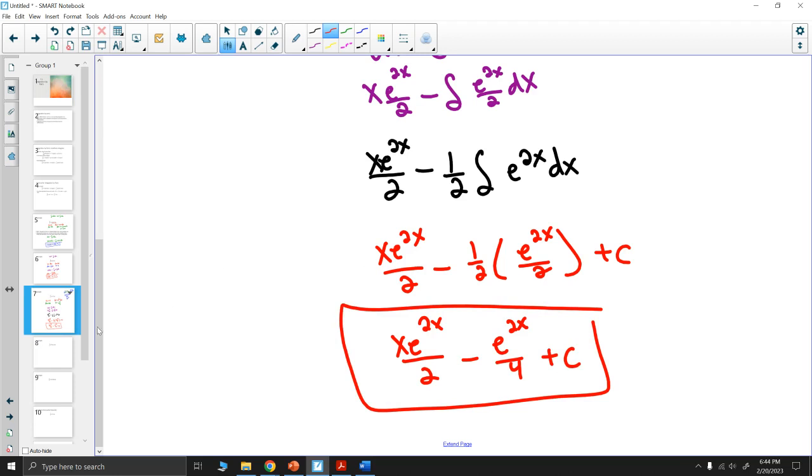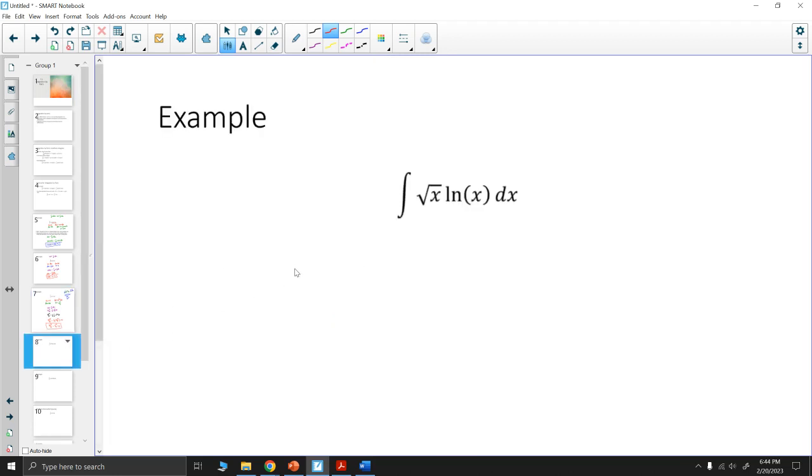Okay. Let's take a look at another one. Ooh, okay. So now square root x ln x. Which one gets better? Which one gets worse? Okay, with derivatives. The reality of this is that it's maybe not necessarily super clear which one to choose for our u in this case.